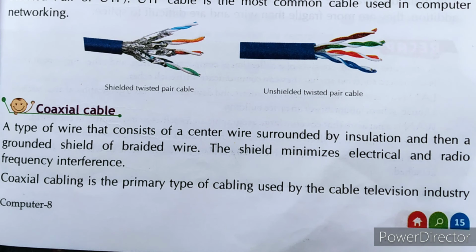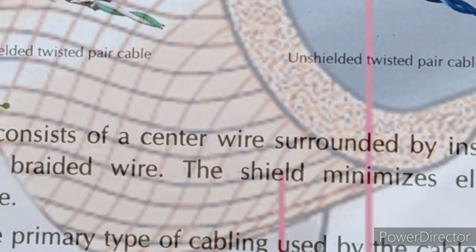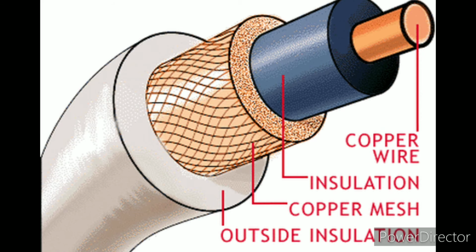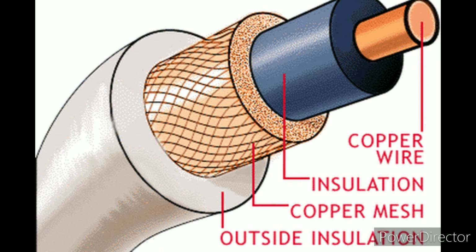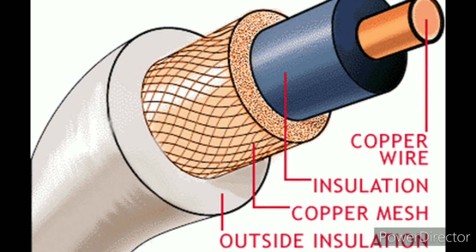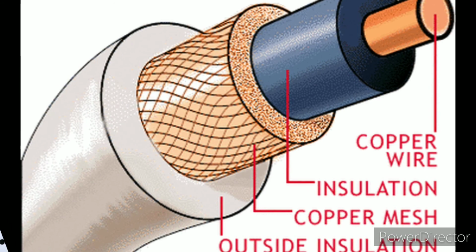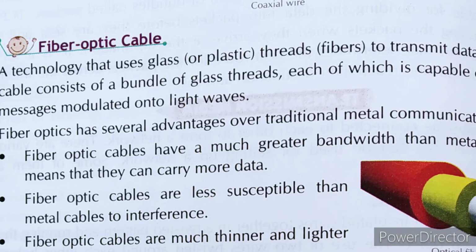Coaxial cabling is the primary type of cabling used by the cable television industry and is also widely used for computer networks such as Ethernet. It is more expensive than a standard telephone line and it carries more data. The last is fiber optic cable, a technology that uses glass or plastic threads or fibers to transmit data.